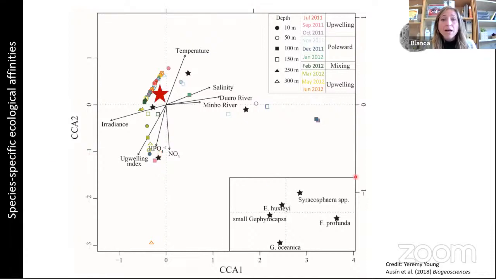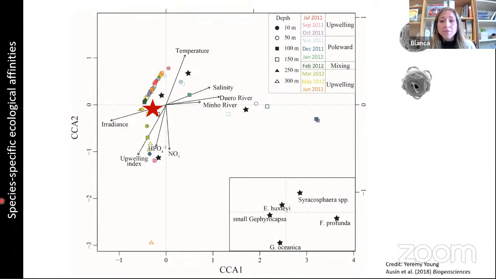For example, Emiliania huxleyi is linked to the upwelling relaxation conditions. This is, it blooms during the upwelling regime, but mostly related to more stable waters. Let's say when the waters are already warmer and nutrient poor. Okay, but on the other hand, we can see that small Gephyrocapsa is also related to the upwelling regime, but to colder waters and higher nutrient availability.